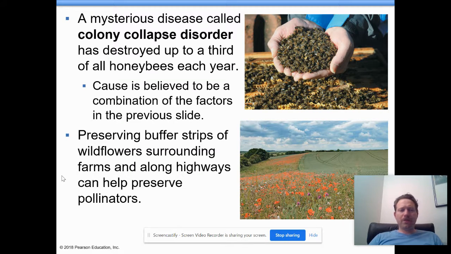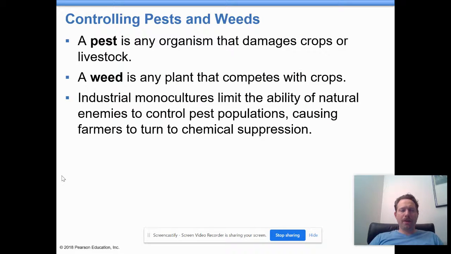What can we do? We can plant buffer strips of wildflowers between our monocrops to help attract pollinators and help us pollinate our crops. You can put them along highways. You've probably seen them if you've been on long drives on 95 or I-80 across Pennsylvania. In the median, you see these wildflowers. Not very often. We need more. And you can also plant pollinator plants. Milkweed is great for butterflies.